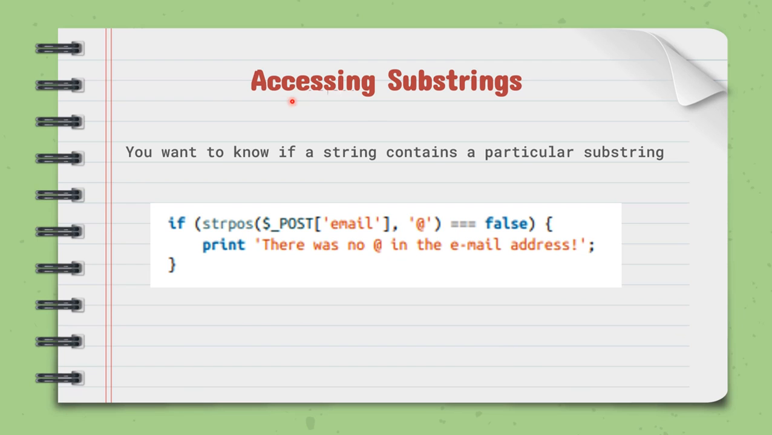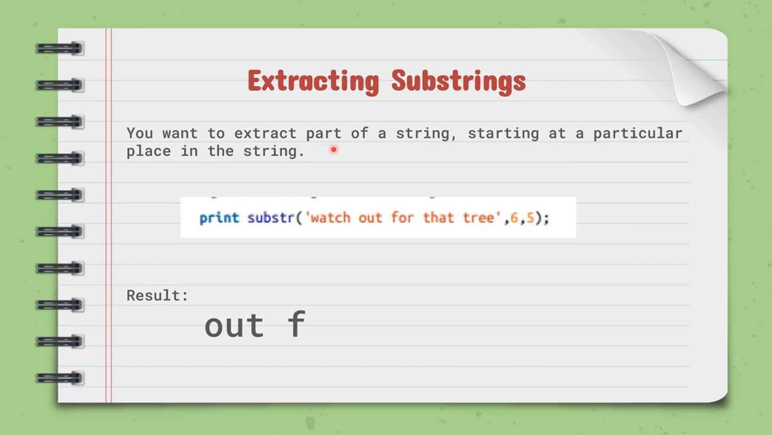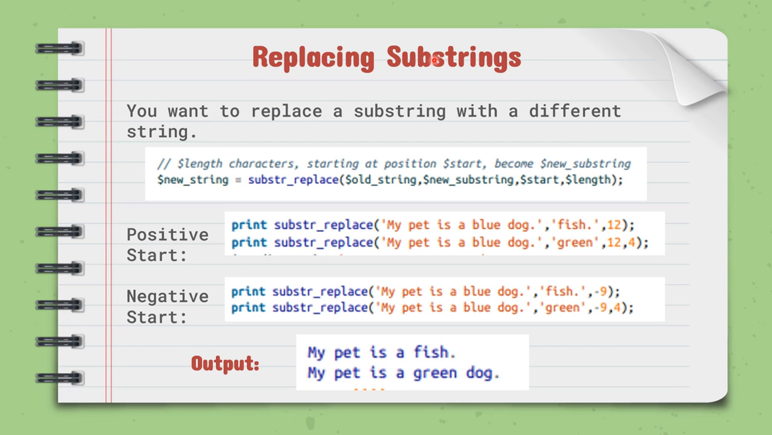Next we have extracting a substring. You want to extract part of a string starting at a particular place in the string, so we also have a function for this. As you can see, we pass the string in it, or we can also pass a variable. We have to give the starting point and the length. The starting point is 6, which starts from here, and the length is 5. If we count 5 characters from it, we get this in our result, and it printed this on our terminal.